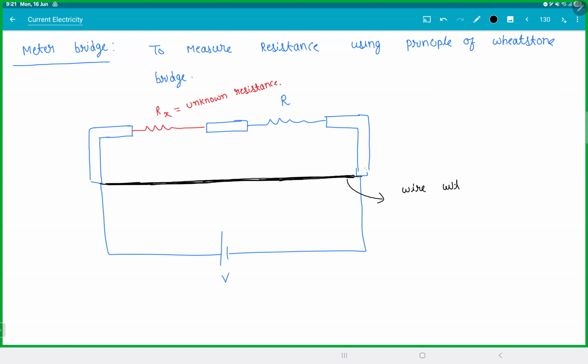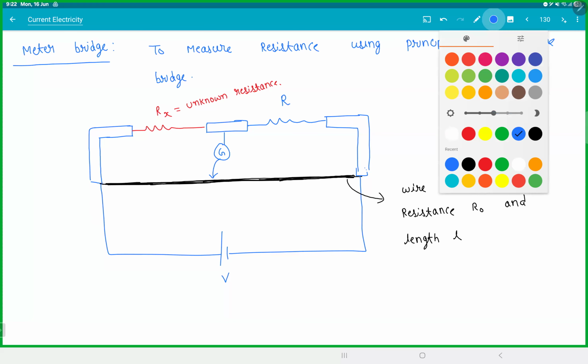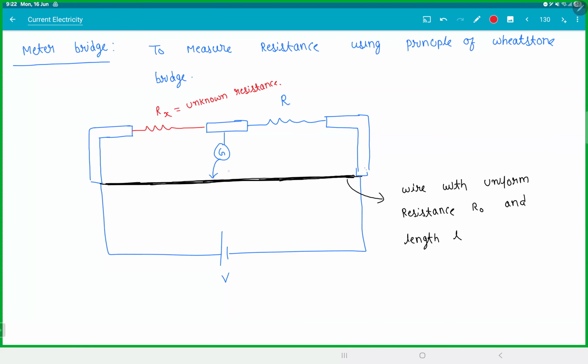We call it a meter bridge because generally we use 1 meter, but yeah, you can take any length. This is a wire with uniform resistance R0 and length L. And we have a galvanometer. So this arrow pointy thing, right? We call it a jockey. So the jockey is that pointy thing which can move on the wire.